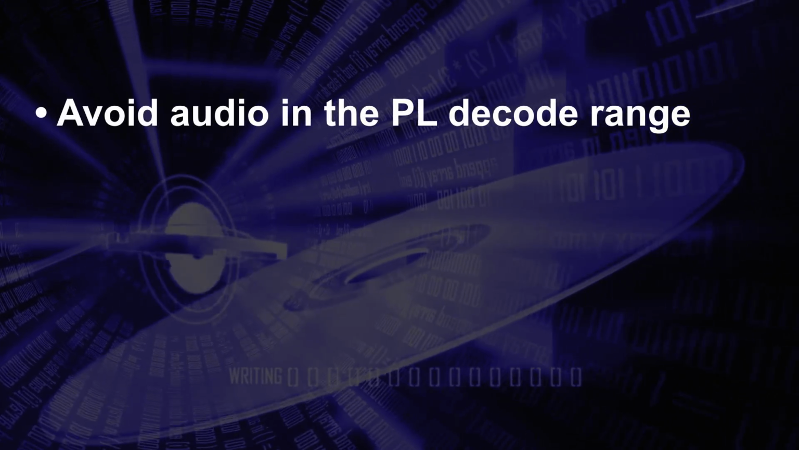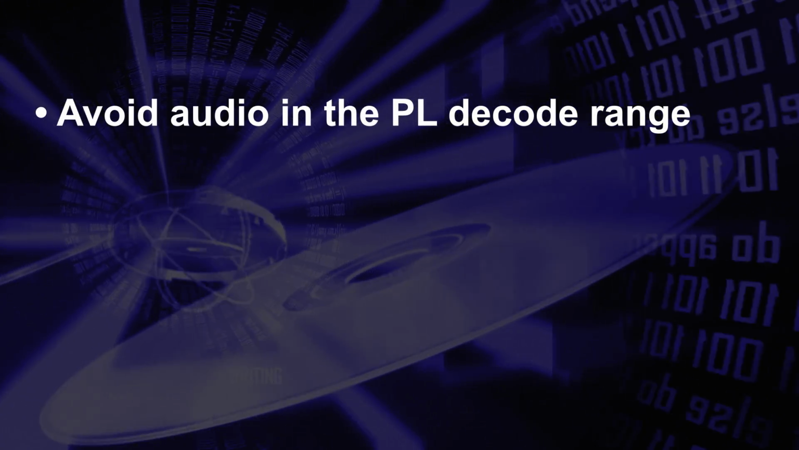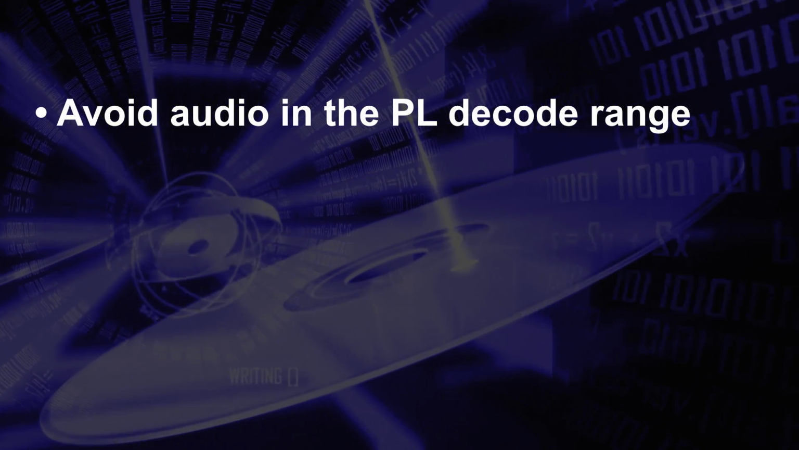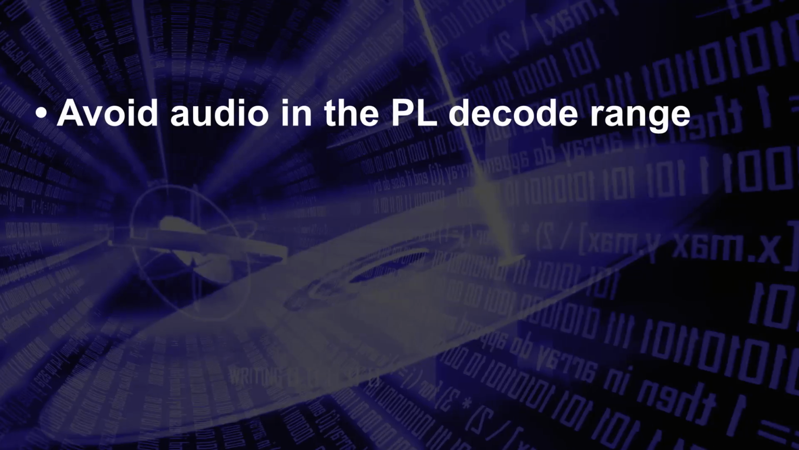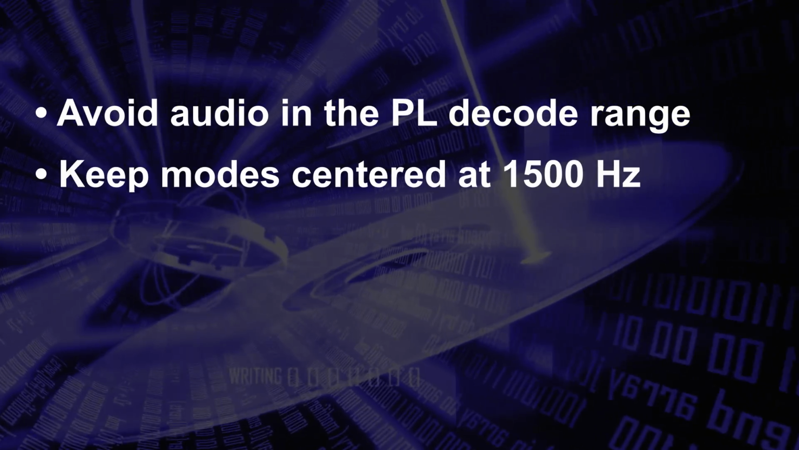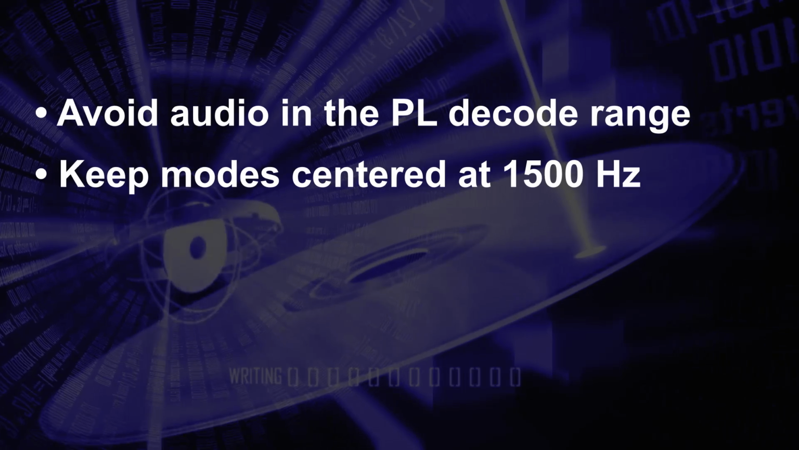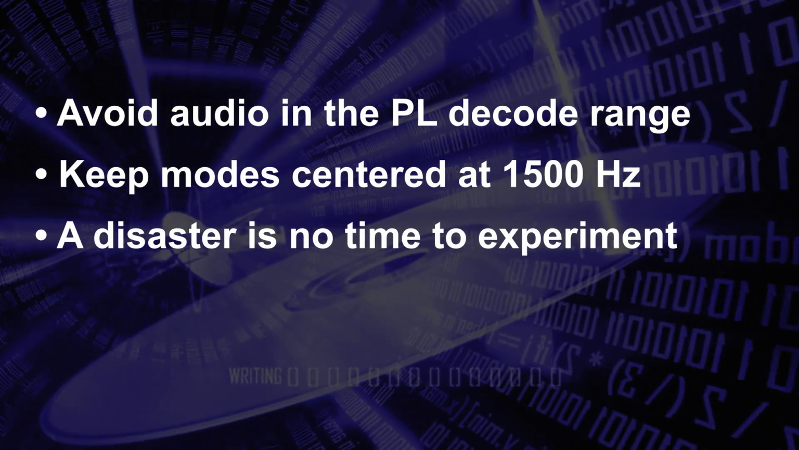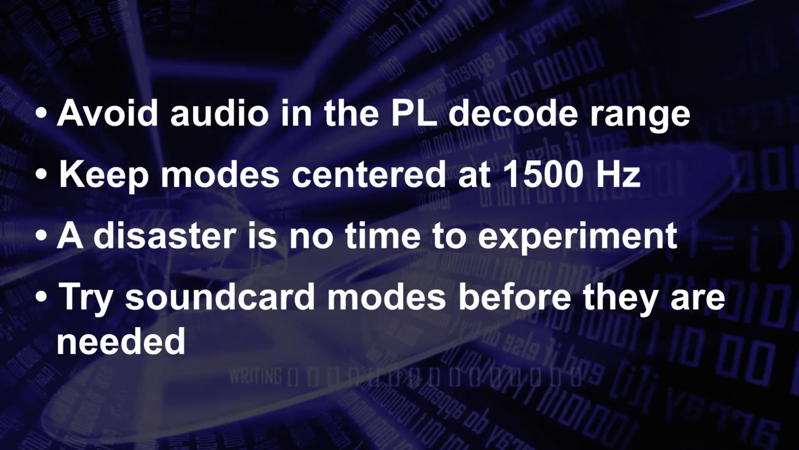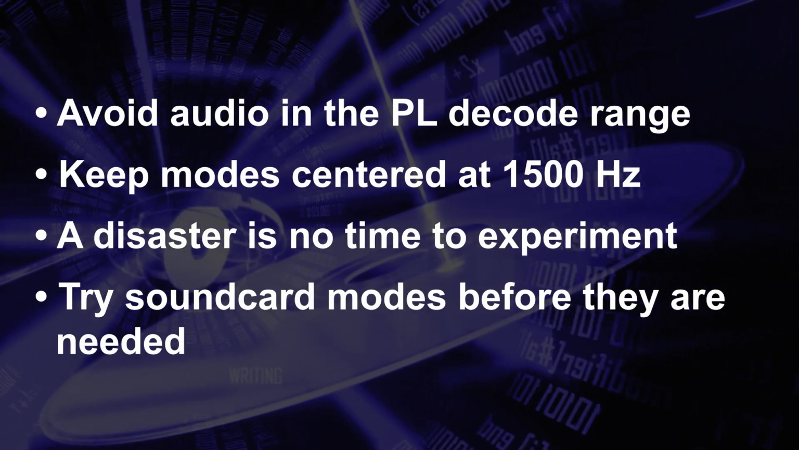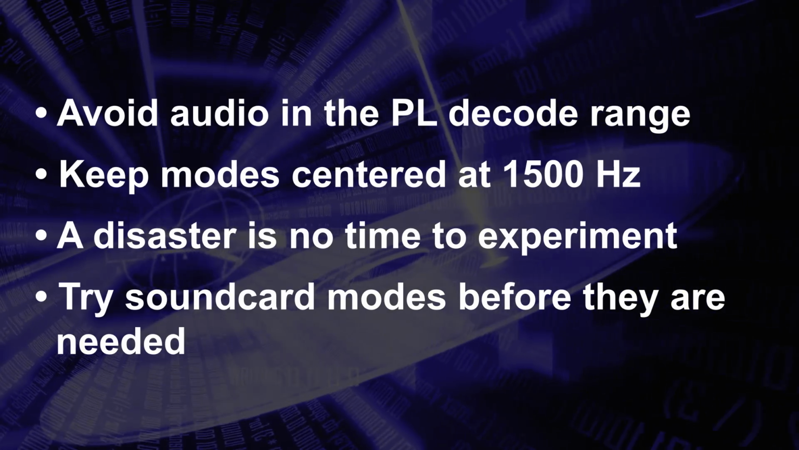One additional caution when using repeaters with sound card modes. Make sure that the lower edge of the waveform on the waterfall is above the PL decode range. A safe number is 500 Hz. It may be a good practice to keep all digital modes centered at 1500 Hz. An incident or disaster is no time for experimenting, so I encourage everyone to experiment with these sound card modes and Fldigi on your FM radios before they might be needed.